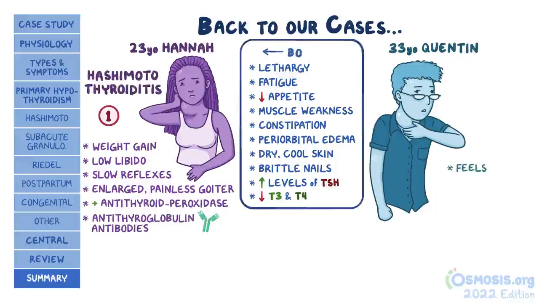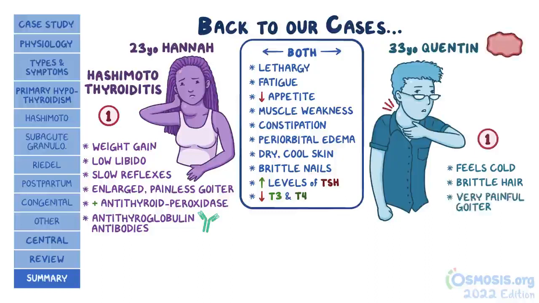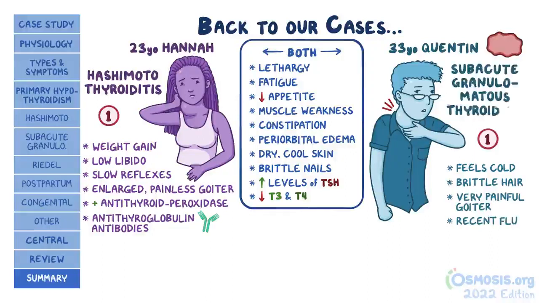Quentin also presents with symptoms of hypothyroidism, which the labs confirm is primary in nature due to the elevated TSH. However, his goiter is very painful, and, along with his history of a viral infection, the likely diagnosis is subacute granulomatous thyroiditis.